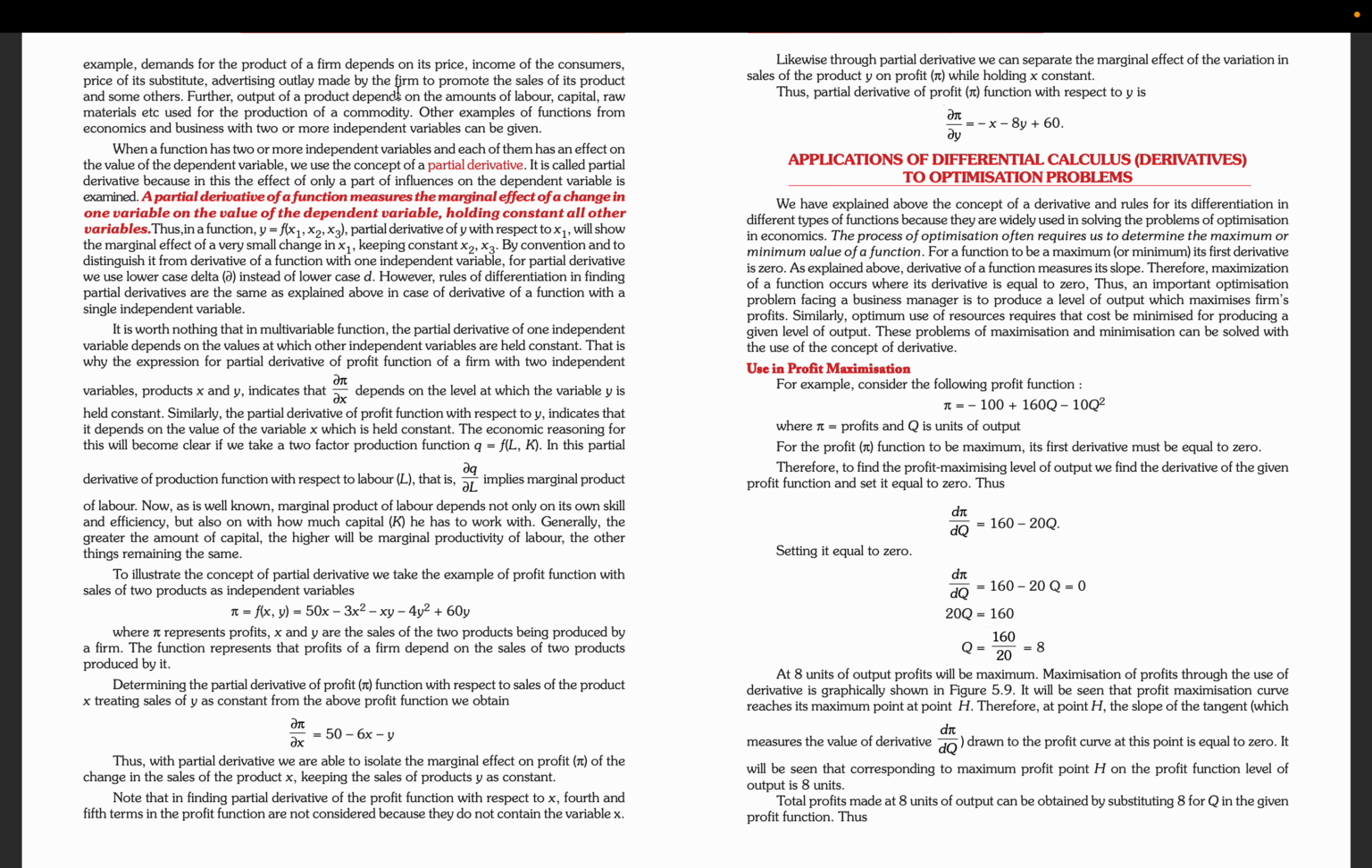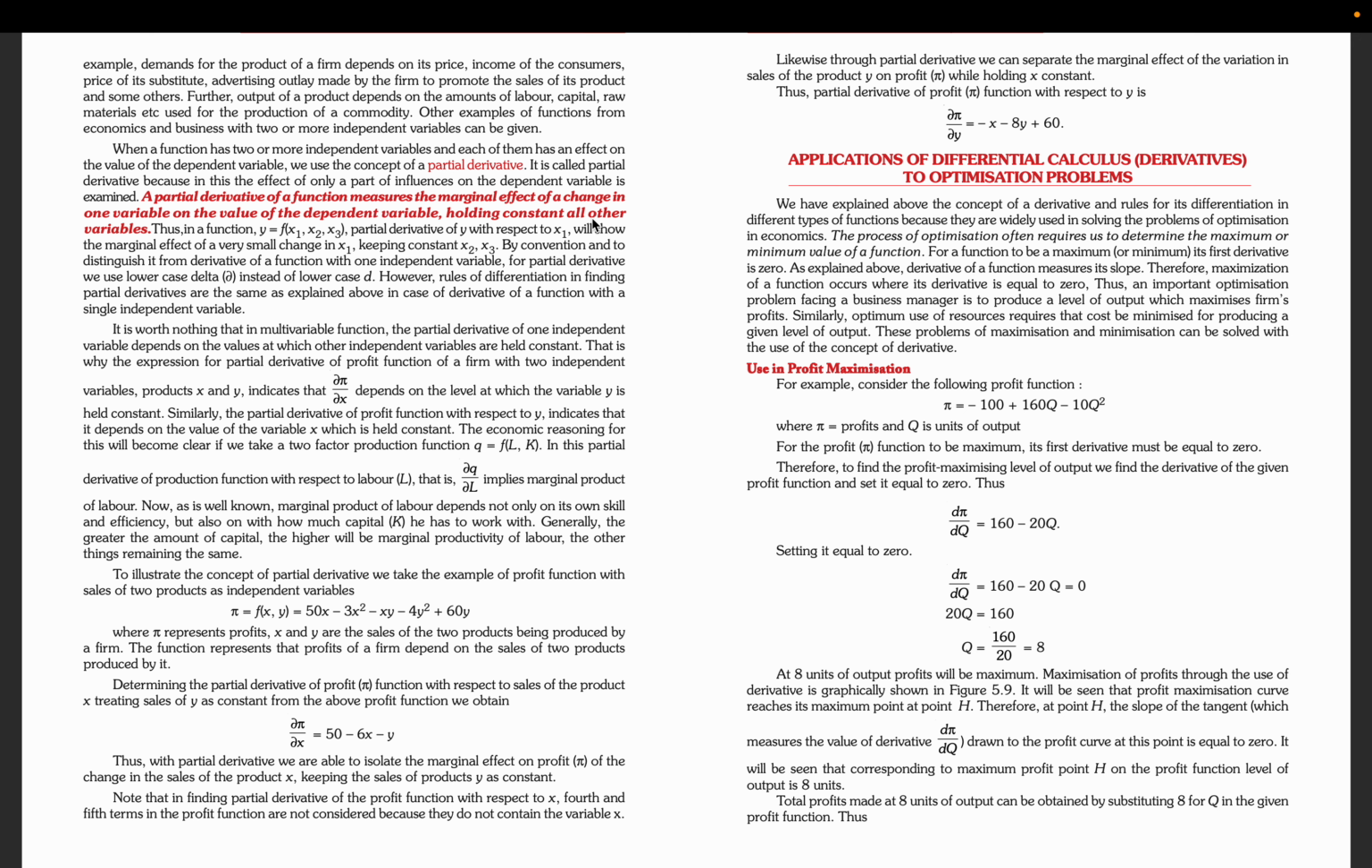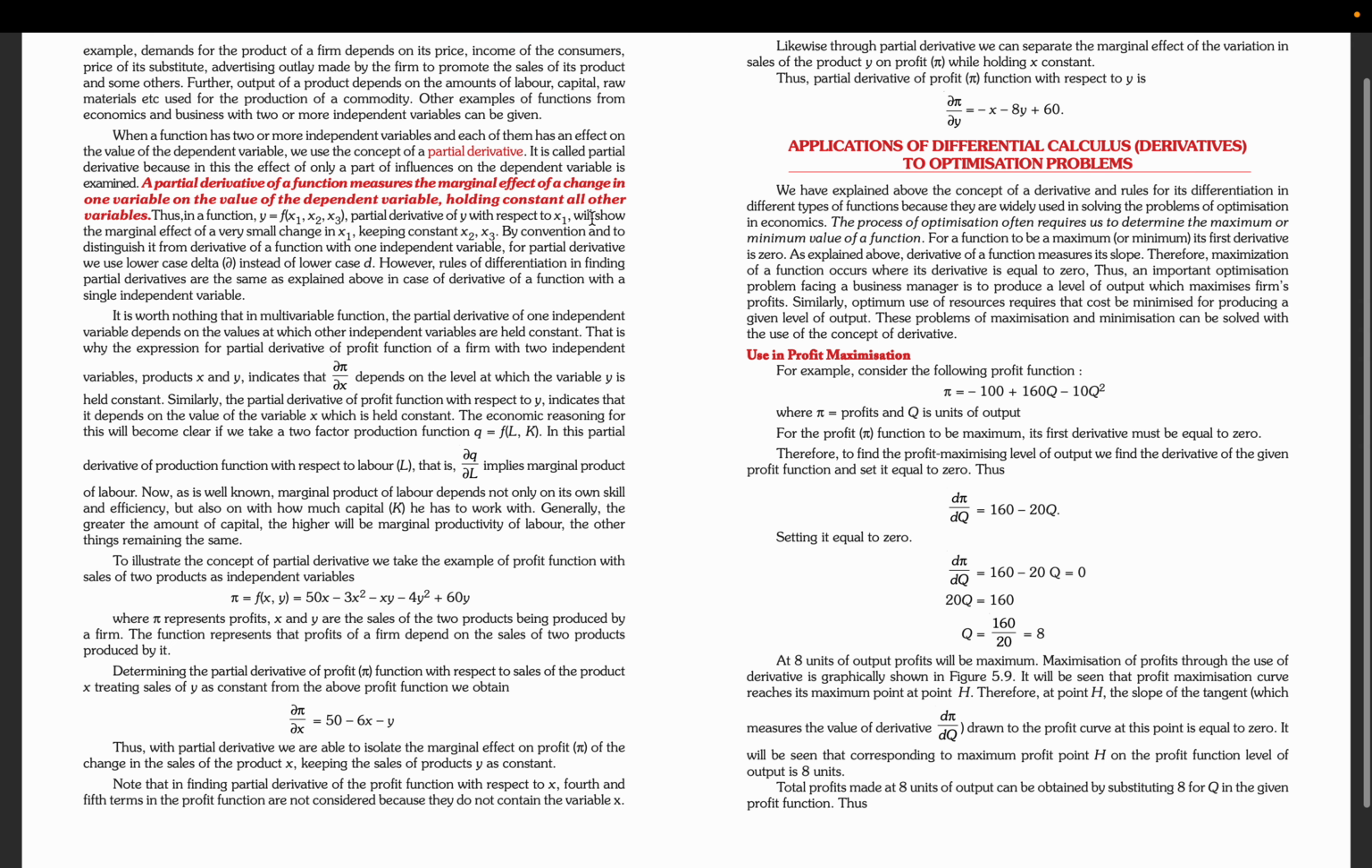Further, output of a product depends on the amount of labor, capital, raw material, etc. used for the production of a commodity. Other examples of functions from economics and business with two or more independent variables can be given. Where a function has two or more independent variables and each of them has an effect on the value of the dependent variable, we use the concept of partial derivatives. When we have more than one independent variable, we use the partial derivative methodology.